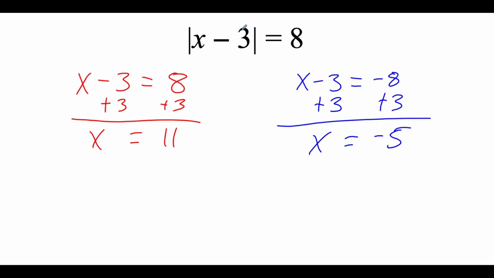When we subtract 3 from it, it's 8 spaces away from 0. And if we think about what's happening, 11 minus 3 is 8, and 8 is 8 spaces away from 0. And here, if we were to plug in negative 5 minus 3 is negative 8, and negative 8 is also 8 spaces away from 0. So our two answers are x equals 11 and x equals negative 5.